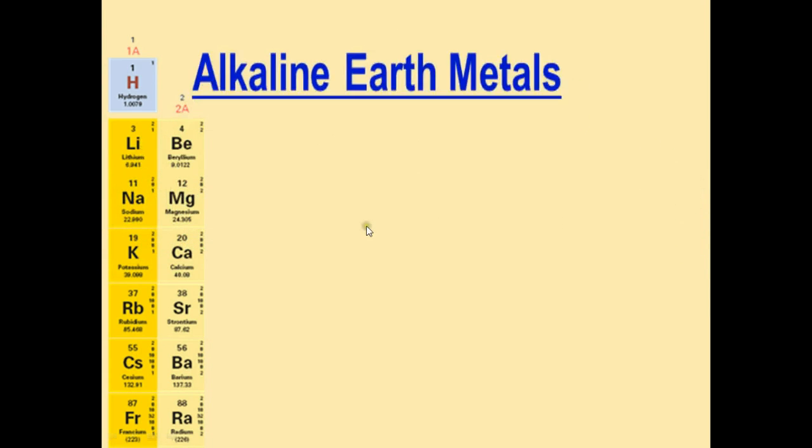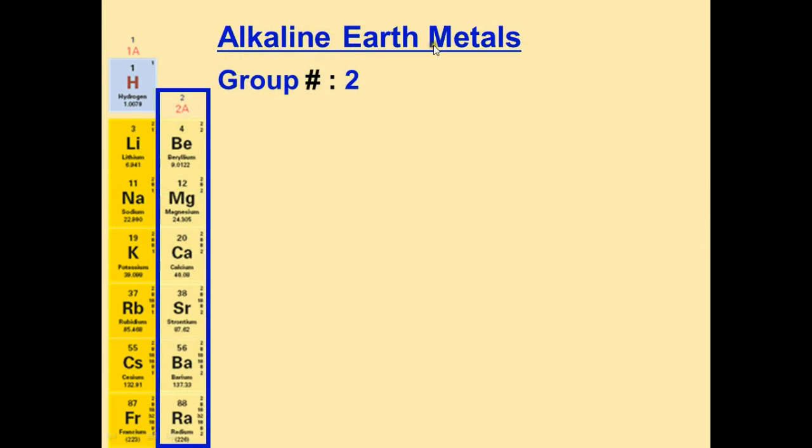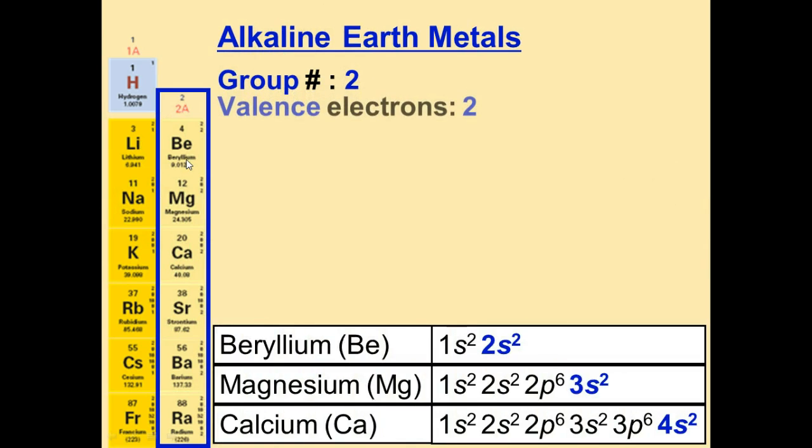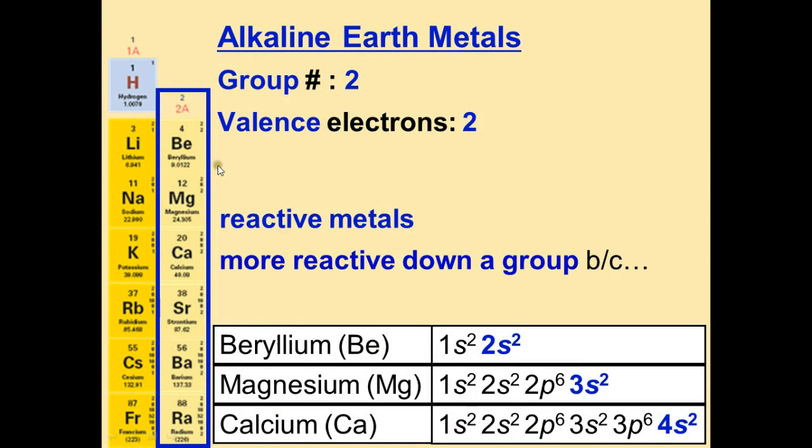And then we have the second group, alkaline earth metals. So they have 2 valence electrons, and they're reactive metals like the alkali metals, and they're the most reactive as we go down because they lose 2 electrons fairly easier at the bottom than the top. And we'll talk more about this in the next video about why exactly it is more reactive as we go down.